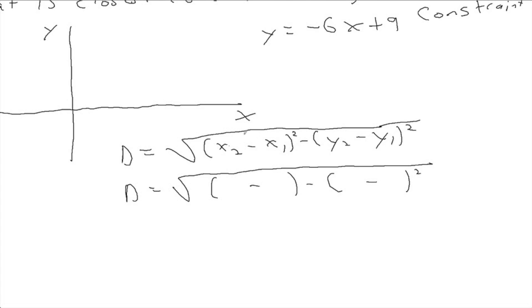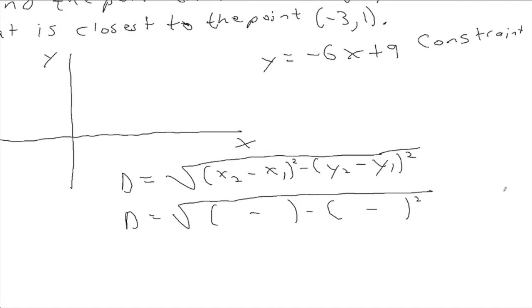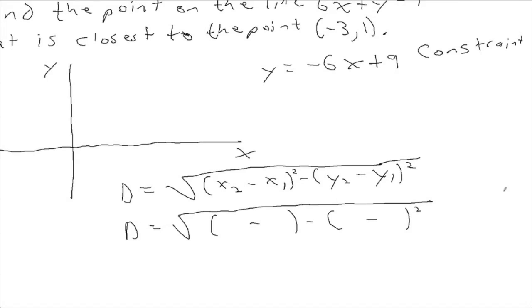Well, now we need to plug in for x1, y1 and x2, y2. Well, x1, y1 represents one of the points that we're trying to find the distance between. So what's one of the points that we're trying to find the distance between? We have -3 and 1. Good. That's one of our points. So we could plug in -3 for x1.